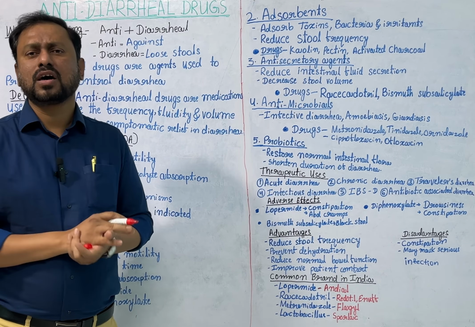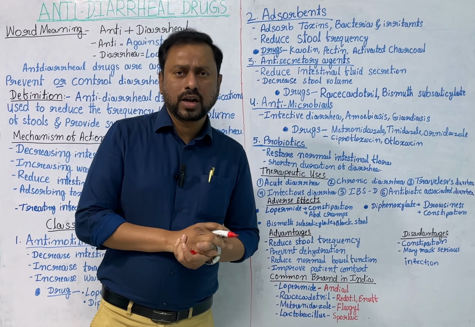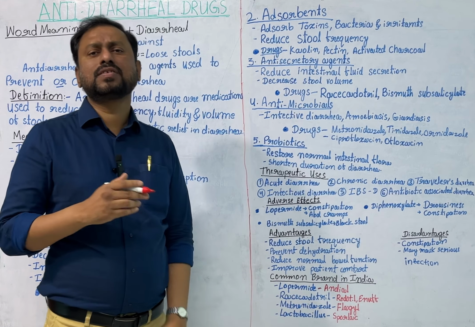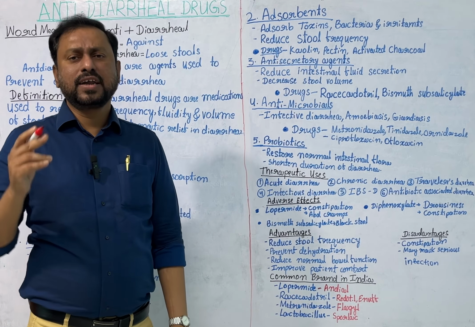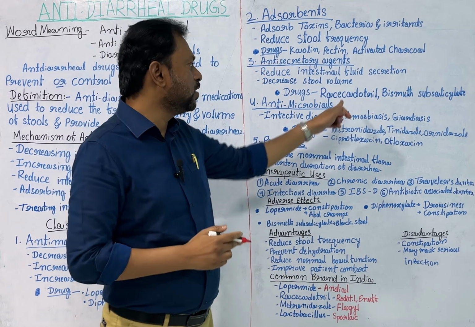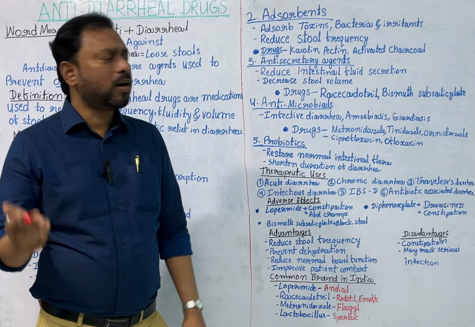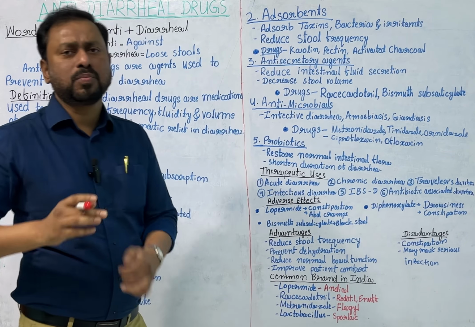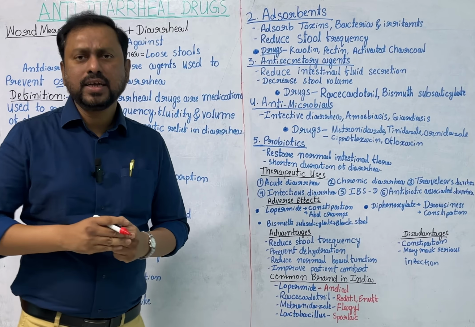The common drugs are Racecadotril. The very famous brand available is Enuff tablet, Enuff sachet, very commonly, as well as Redotil capsule. It is also 100 mg, a very common famous brand. And also there is bismuth subsalicylate. This also comes under the anti-secretory agents.